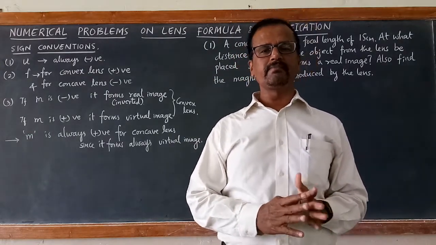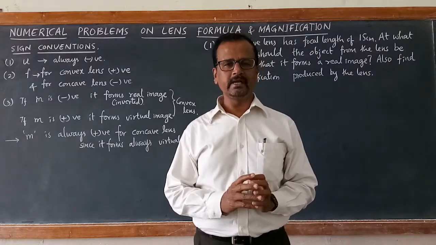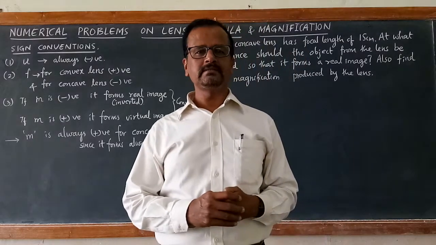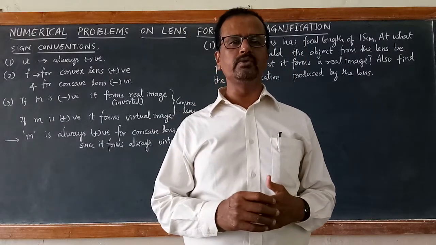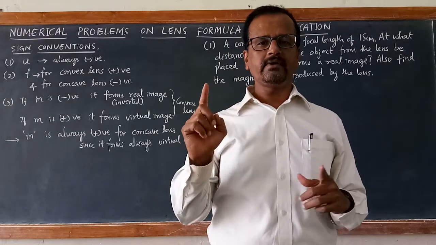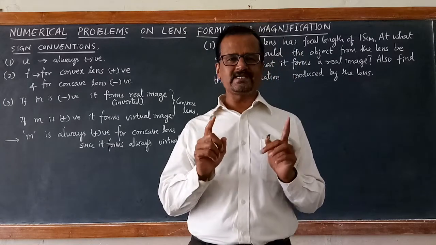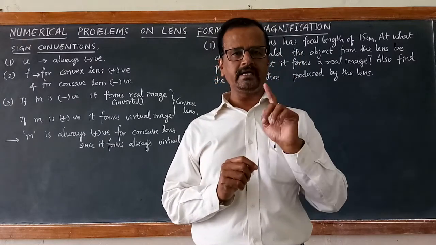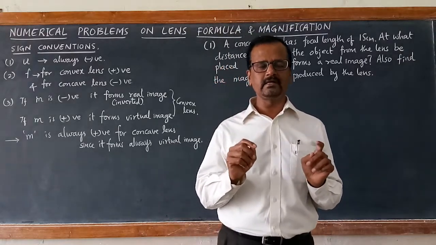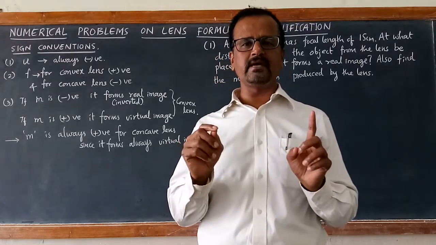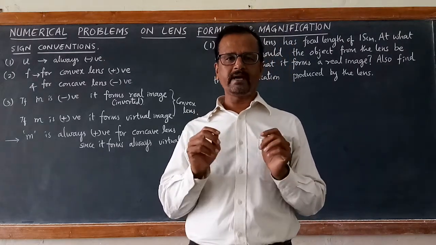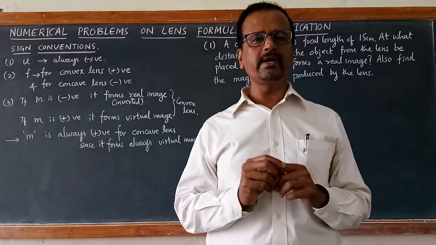In the last session, if you remember, we learned about the lens formula and magnification. The lens formula is 1/V - 1/U = 1/F, where V stands for image distance, U stands for object distance, and F for focal length. And magnification, as defined earlier, is the ratio of the size of the image to the size of the object. We also got the equation for magnification: M = V/U.